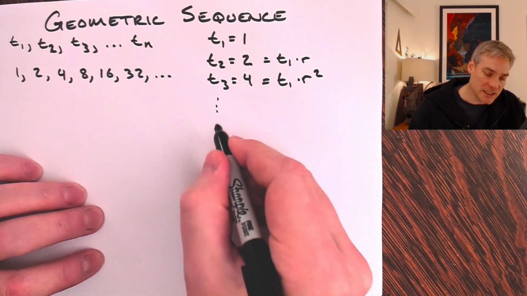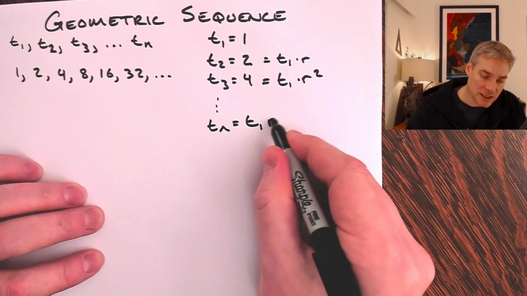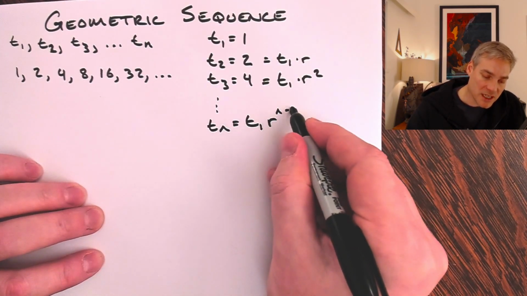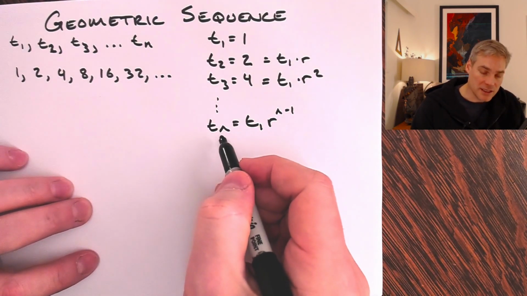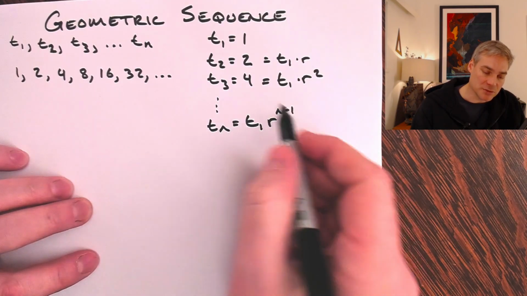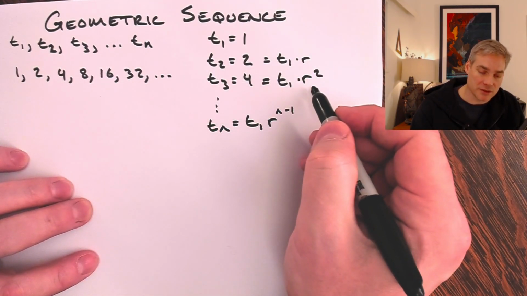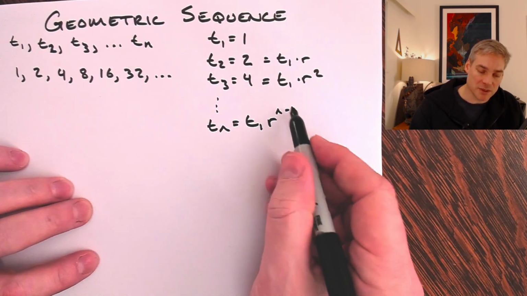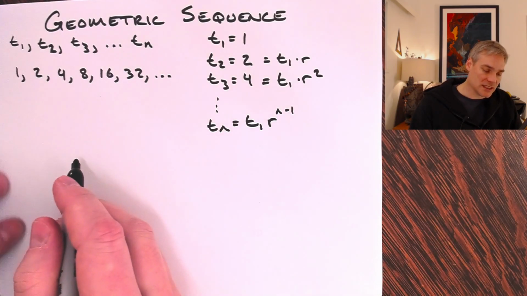So if we keep going down, what we find is that tn is actually just going to be t1 times the ratio n minus 1 times. So like in the arithmetic sequence, it's n minus 1 because when you have the third term, you've only multiplied by 2 ratios. So the nth term, we multiply by n minus 1 ratios. Okay, so that's kind of nice.